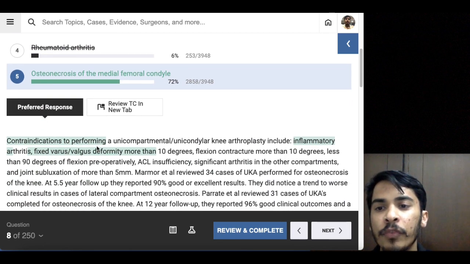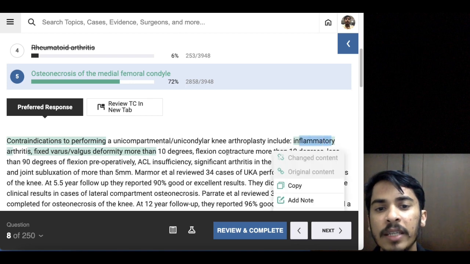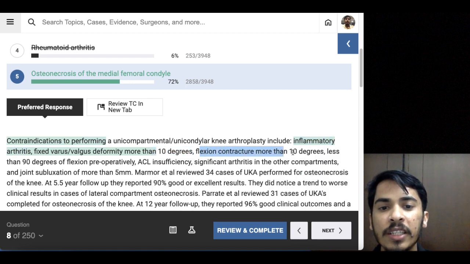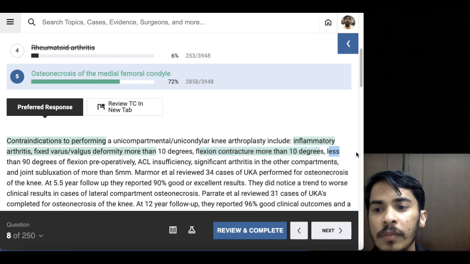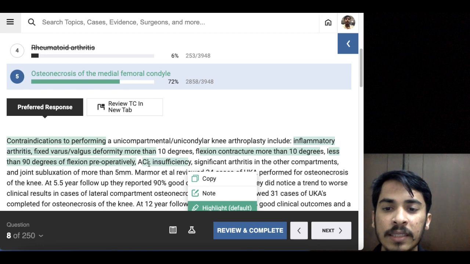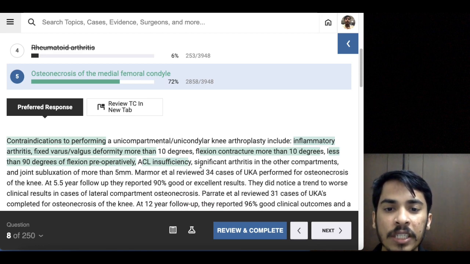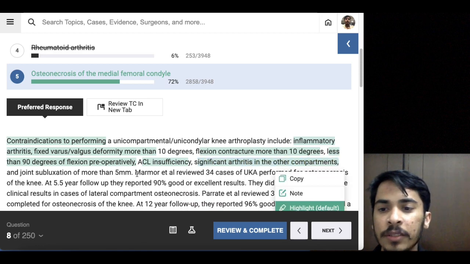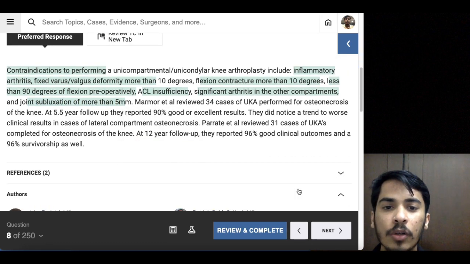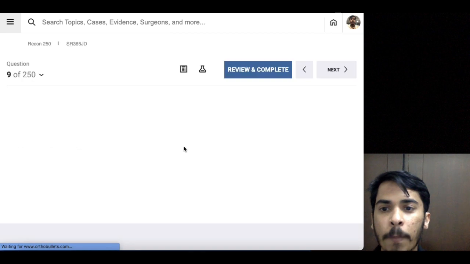So we have to understand the contraindications. Inflammatory arthritis like rheumatoid arthritis, fixed varus or valgus deformity more than 10 degrees, flexion contracture more than 10 degrees, and less than 90 degrees of flexion preoperatively. ACL insufficiency is nowadays considered a relative contraindication. Significant arthritis in other compartments and joint subluxation more than 5 mm are currently considered contraindications of UKR.